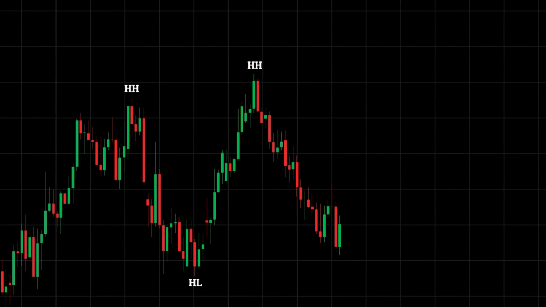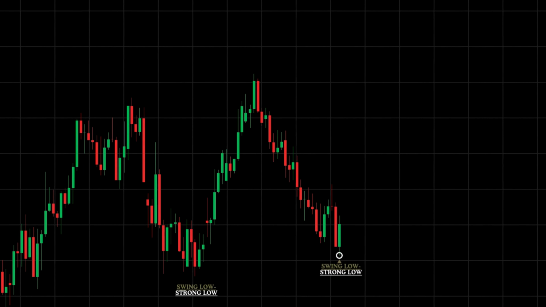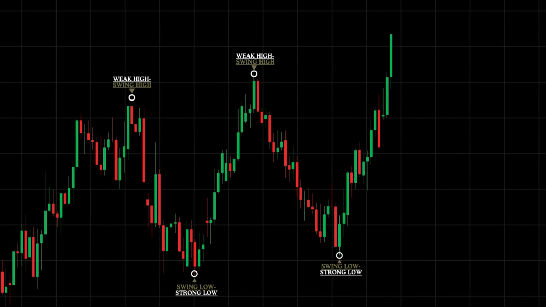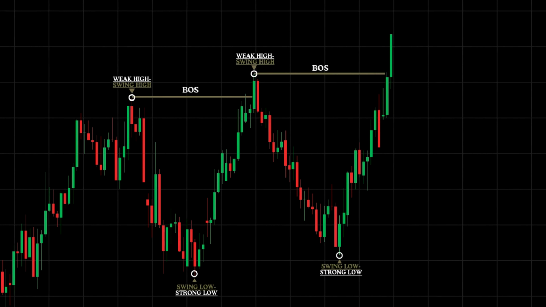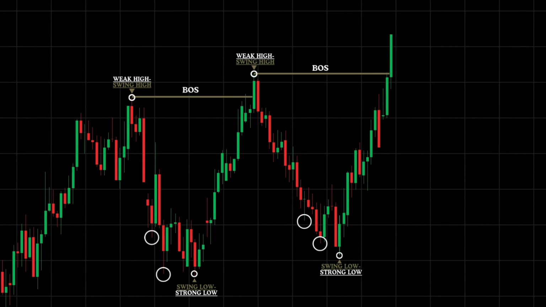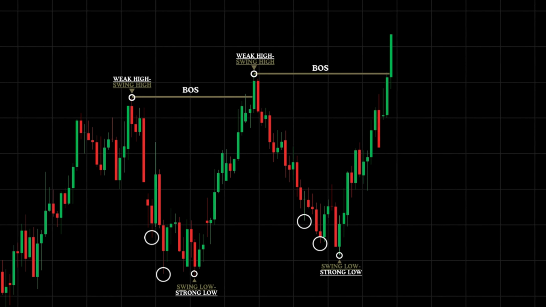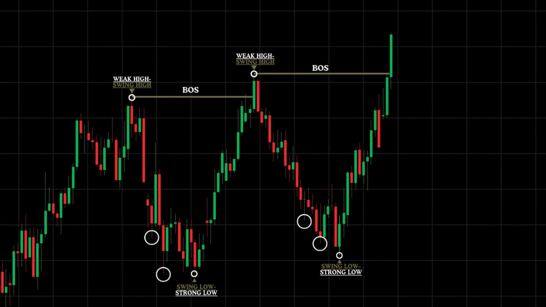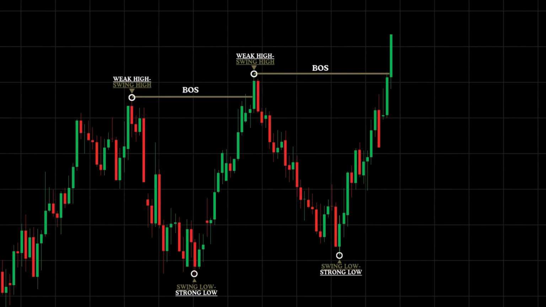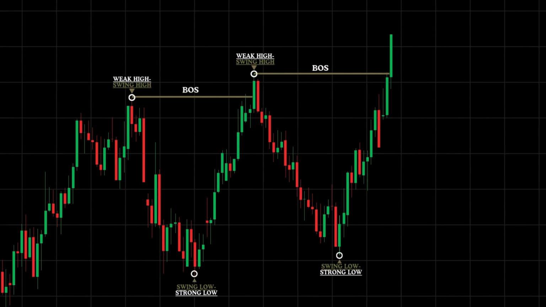Now, focus on the pullback. The lowest point of that downward move is called a swing low, but it's not confirmed yet. It only becomes a confirmed swing low once price pushes higher and breaks the previous high, what we call a break of structure. You might notice small dips during the pullback, little lows here and there. Ignore them, they're just noise. The true swing low is the lowest point price rebounds from before forming the new high.